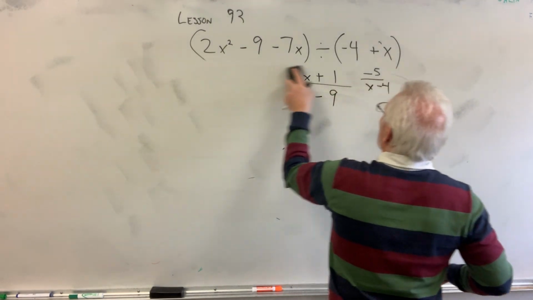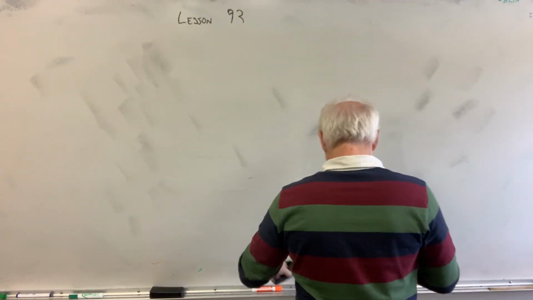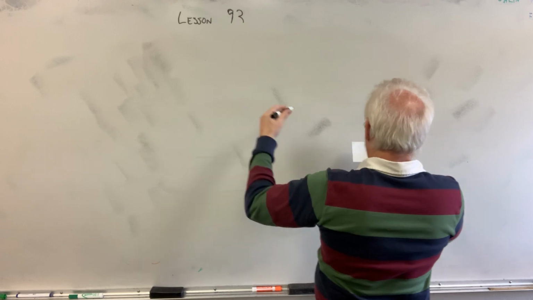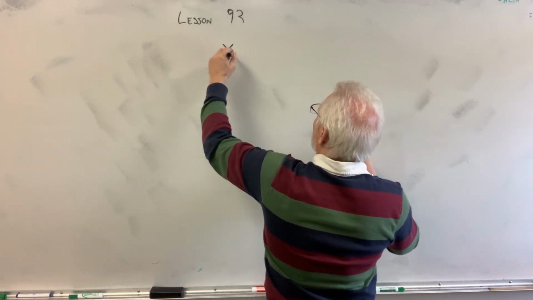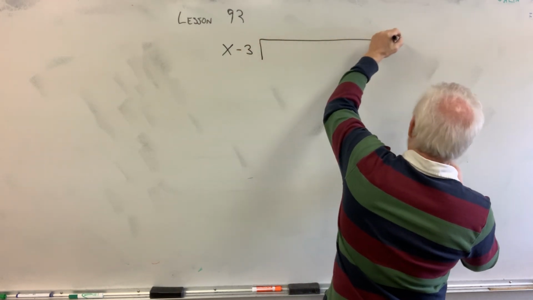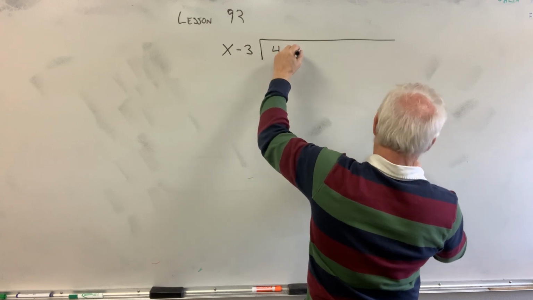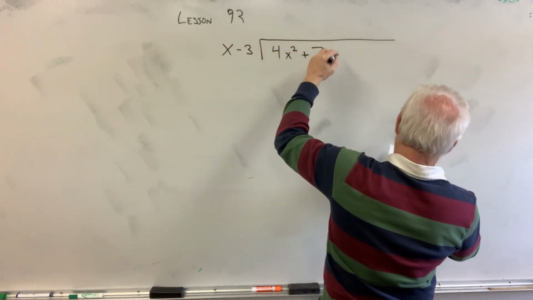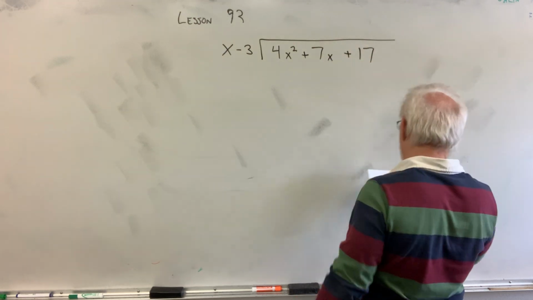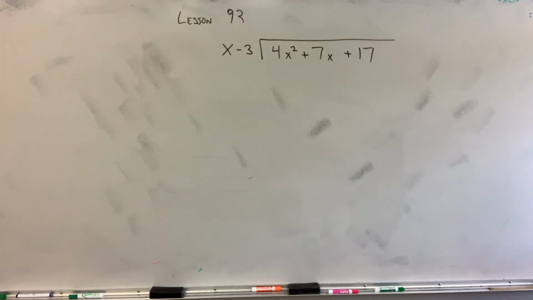I will work really hard to get this accurately up on the board this time. I'm going to put it in order already as a division problem. So we got x minus 3 into 4x squared plus 7x plus 17. I want you to solve that one.